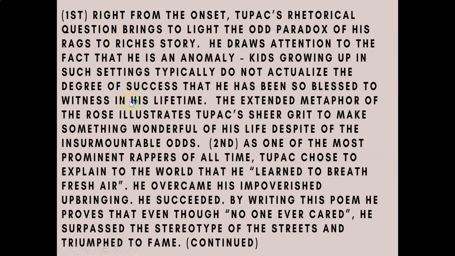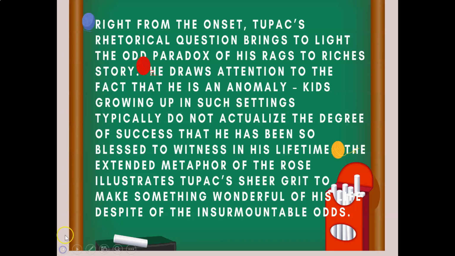So take the first premise again, it's going to be 3 sentences, and then we'll connect. Right from the onset, Tupac's rhetorical question brings to light the odd paradox of his rags to riches story. He draws attention to the fact that he is an anomaly. Kids growing up in such a setting typically do not actualize the degree of success that he's been so blessed to witness in his lifetime. The extended metaphor of the rose illustrates Tupac's sheer grit to make something wonderful of his life, despite the insurmountable odds.